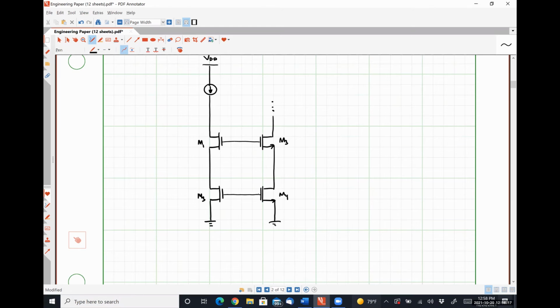So let's talk about what we are trying to do here, okay? First, we want VG1 to be biased low enough that VD4 is equal to VD sat. So that's our first objective, right? VG1 is low enough so that VD4 is exactly equal to VD sat.